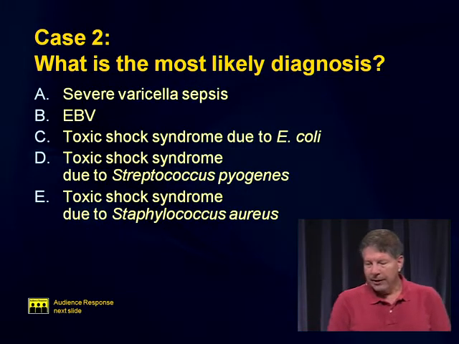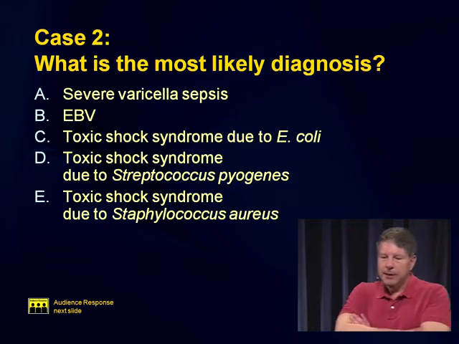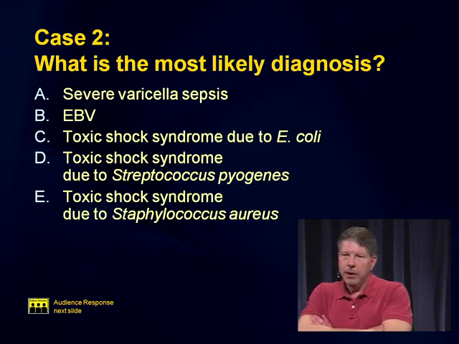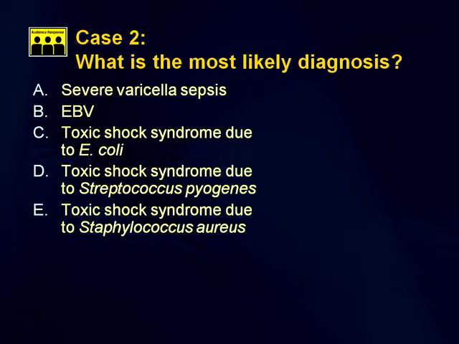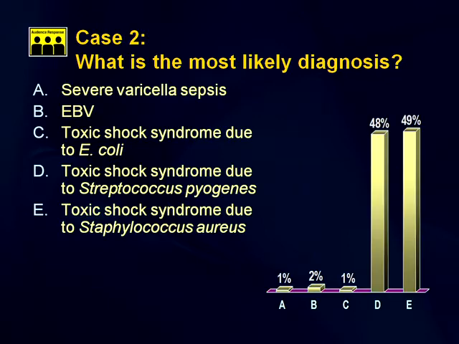What's the most likely diagnosis? Do you think he's got severe varicella sepsis? Think this is due to Epstein-Barr virus? Does he have toxic shock syndrome due to E. coli? Does he have toxic shock syndrome due to Strep Pneumonia? Or is it toxic shock syndrome due to Staph aureus? So what do you think? Go ahead and vote. Okay, good. So D and E are both very good choices here.